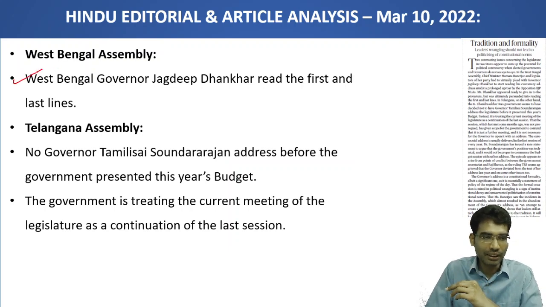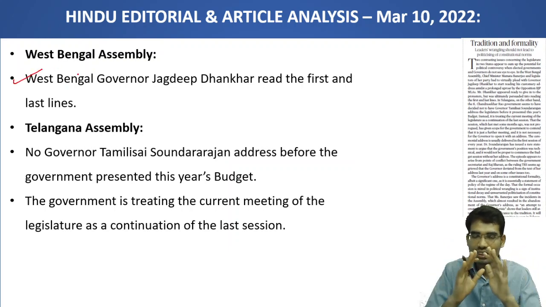In the West Bengal Assembly, the Governor read the first and last line when the government was about to present the budget. It is customary that the Governor addresses the Assembly. But due to ruckus in the Assembly, the Governor could not finish his speech. He has hardly read a single line. And in the case of Telangana, there was no address at all. Here, the government is saying that the previous session was not prorogued and technically it is a continuation of the previous session only. That is why there was no requirement of the Governor's address.